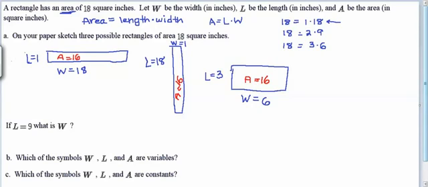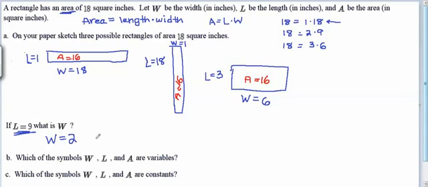Kind of a follow-up question to these examples. We're asked, if L is 9, what is W? If we look over at our pairs of numbers, if we have a 9 as either the length or the width and the area needs to be 18, the other dimension will have to be 2. So it tells us W must be 2. The width must be 2 if we're going to have a total area of 18.